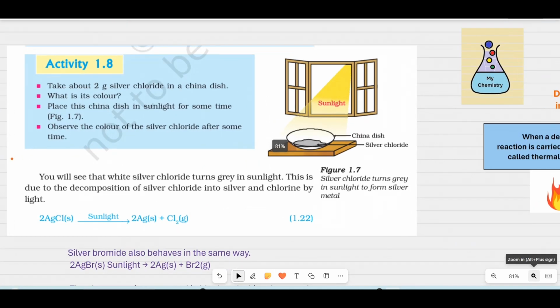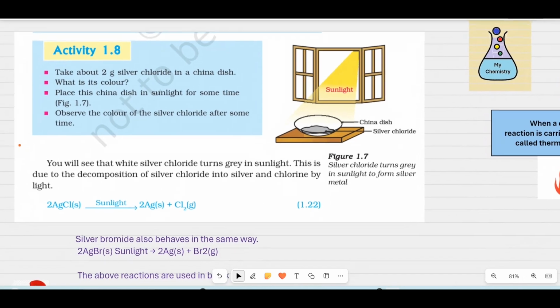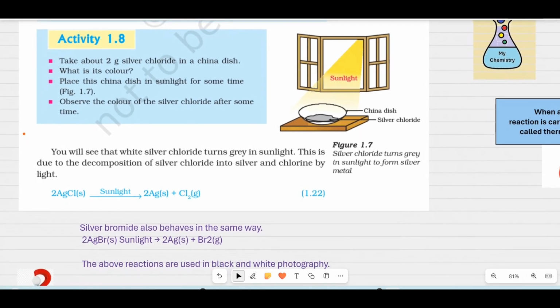So this is the textbook activity given. Take about 2 grams of silver chloride in a china dish. And what is its color?